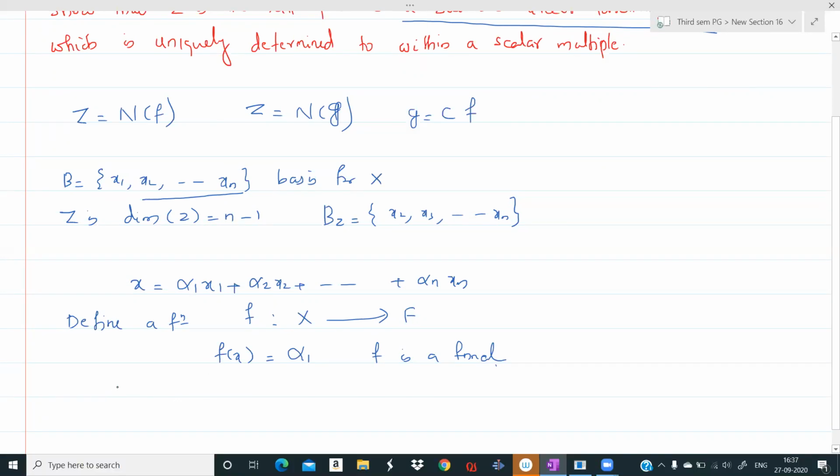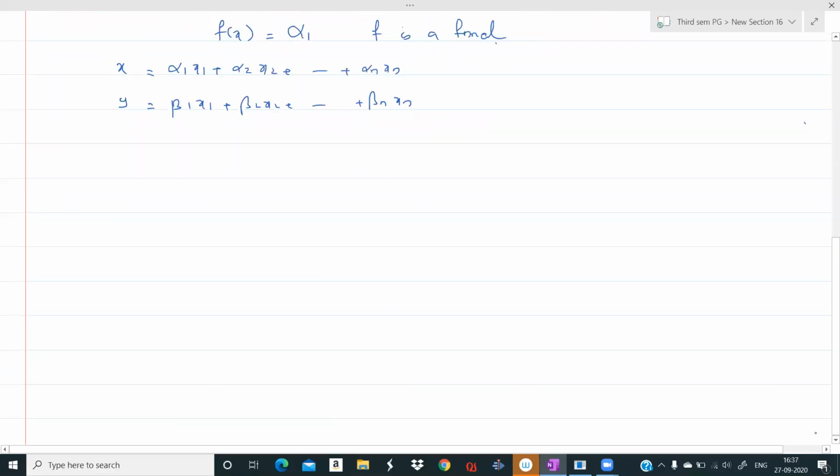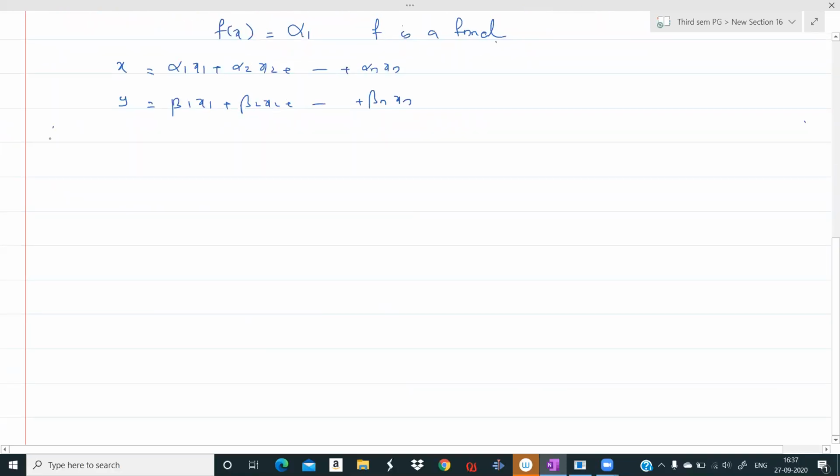For that, suppose we take x and y belonging to capital X. x has a unique representation alpha 1 x1 plus alpha 2 x2 plus etc. plus alpha n xn. y has a unique representation beta 1 x1 plus beta 2 x2 plus etc. plus beta n xn. Then alpha x plus beta y is also an element of capital X, and that has the unique representation (alpha alpha 1 plus beta beta 1) x1 plus etc. plus (alpha alpha n plus beta beta n) xn.